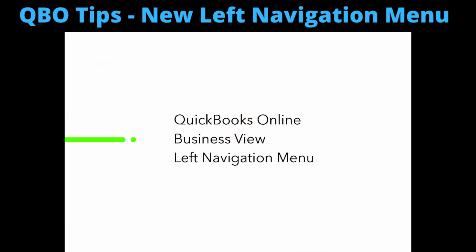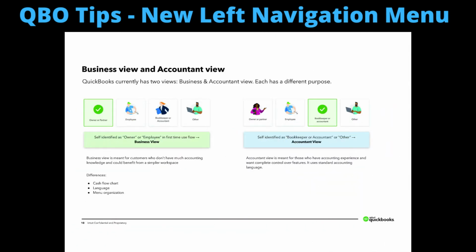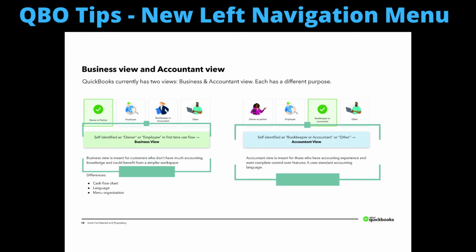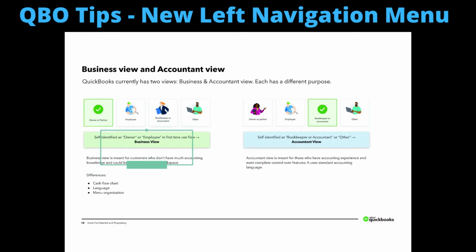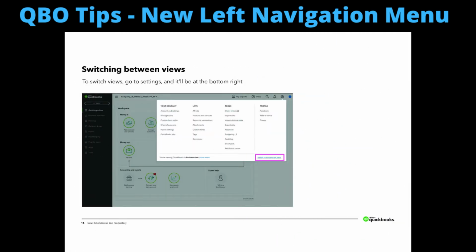Did you know that QuickBooks Online has multiple views? It's had this for a while now. There's an accountant view and a business view. Basically, business view was trying to use less technical language to help business owners navigate more easily. You can switch by going to the gear icon, and down at the bottom right here, you have a button to switch views. And it's this business view that Intuit is changing.